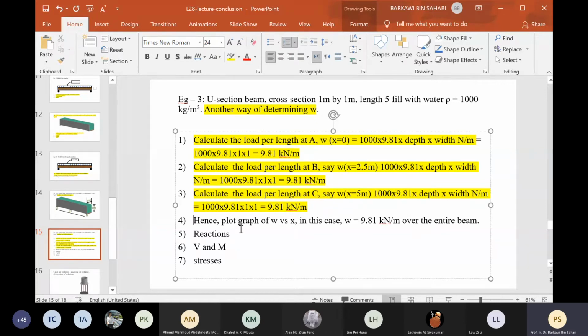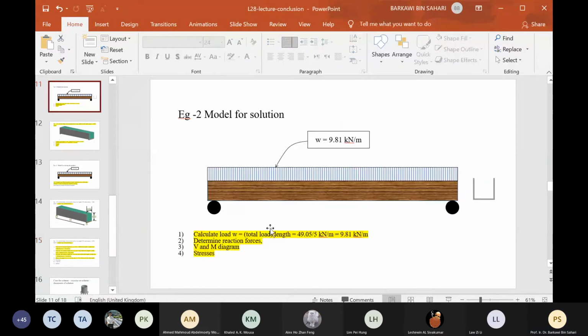Then you can plot a graph. I'm not going to show the graph here. So the graph of W versus X, and for this case, it will be 9.81 kilonewton per meter all over the entire beam. It's either this method or this method.